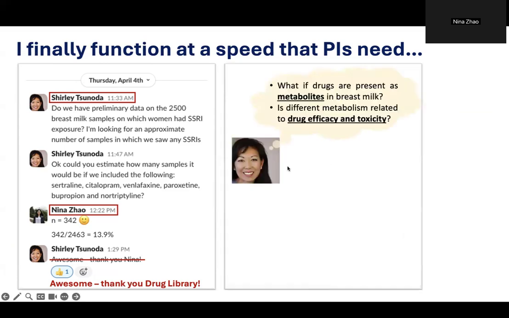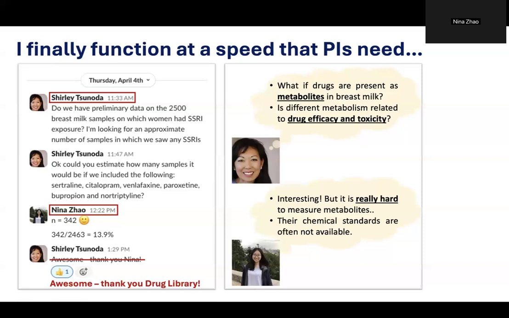However, this is not the end of the story. After a few days, Shirley came to me with another question. What if the drugs are present in the breast milk as metabolites? This is an especially important topic because different metabolism in different people is related to the efficacy and the toxicity of these drugs, right? So I thought that's a really interesting question. However, it's really hard for us to analyze drug metabolites using untargeted metabolomics simply because the reference spectra for drug metabolites are so hard to collect. It's really hard to acquire analytical standards for drug metabolites because they are just not produced or not available. So how could I actually get reference spectra for drug metabolites?